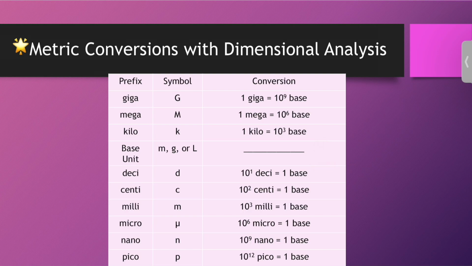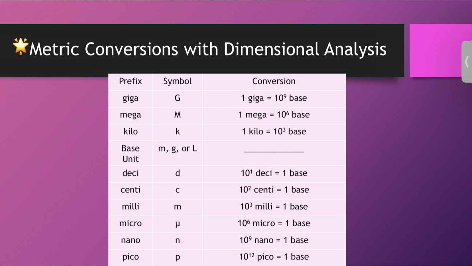And then it tells us how much a kilometer is, or how much kilo, mega, and giga is. These are all bigger than your base unit. And then they also show us ones that are smaller than our base unit: deci, centi, milli, micro, nano, and pico. Keep in mind that the symbol for micro is the Greek letter mu.